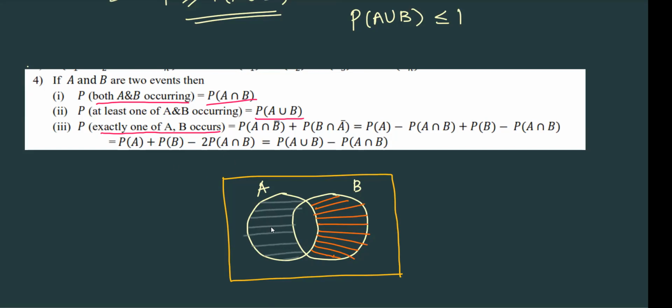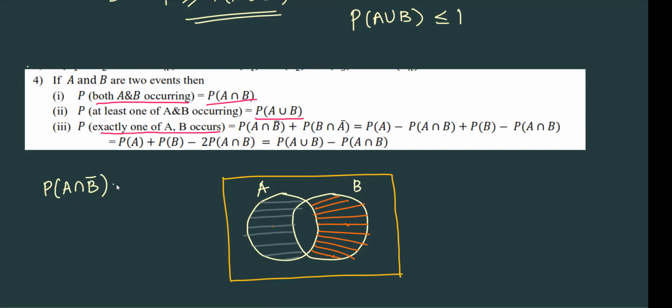So exactly one of A or B occurs. If this event falls within this region, it means only A has occurred. If it falls in this region, it means only B has occurred. So this is the region. When you say exactly one of A or B occurs, it means this. So this is showing probability of A but not B. A intersection B bar, A and not B.